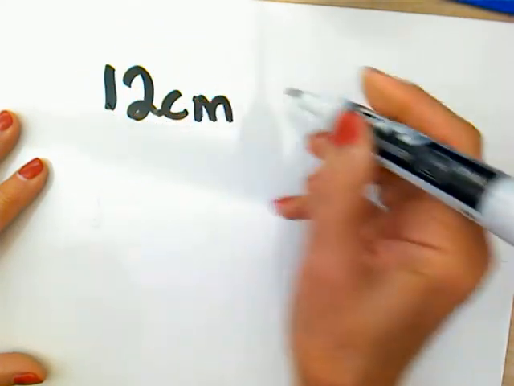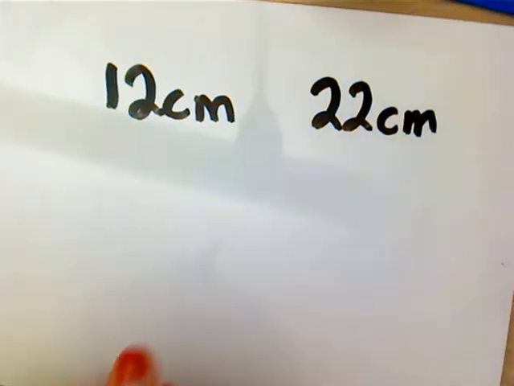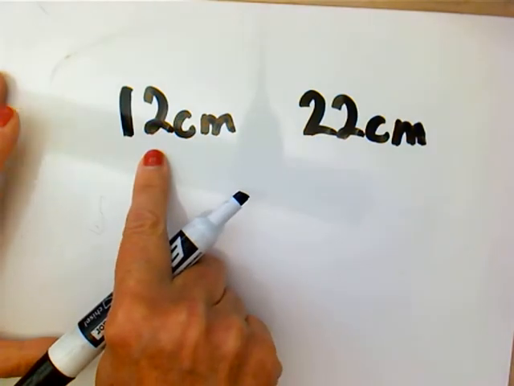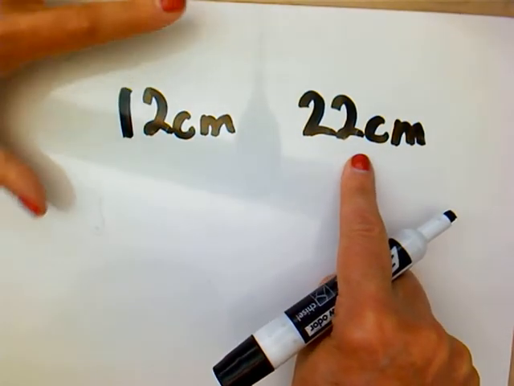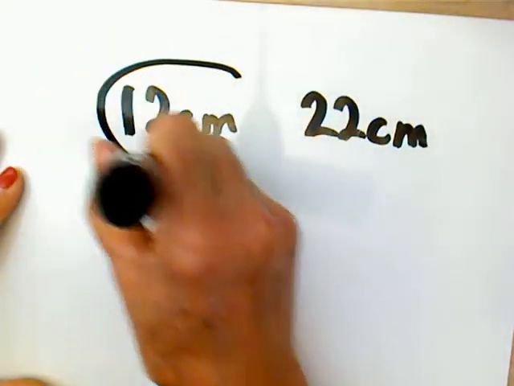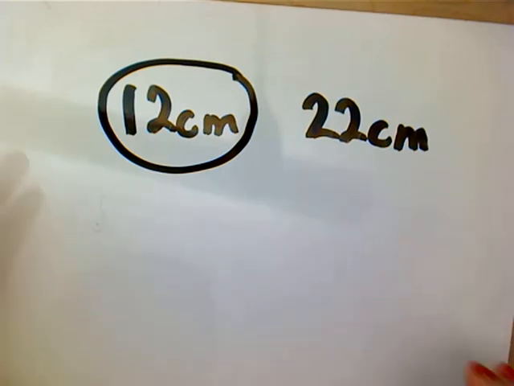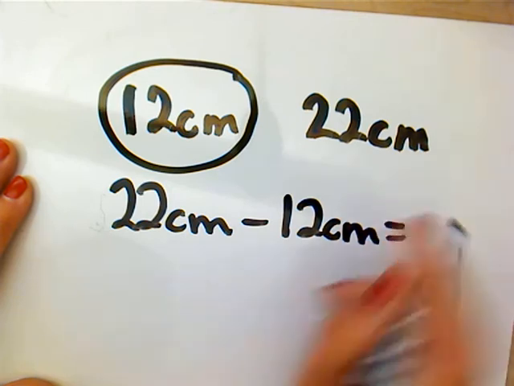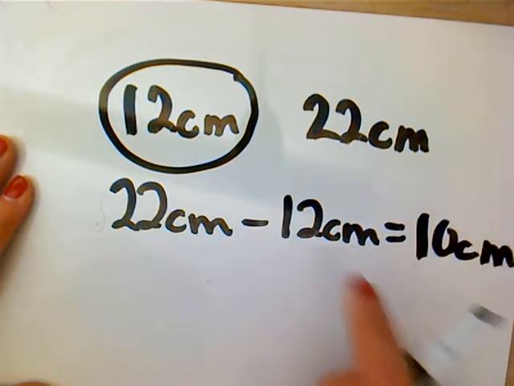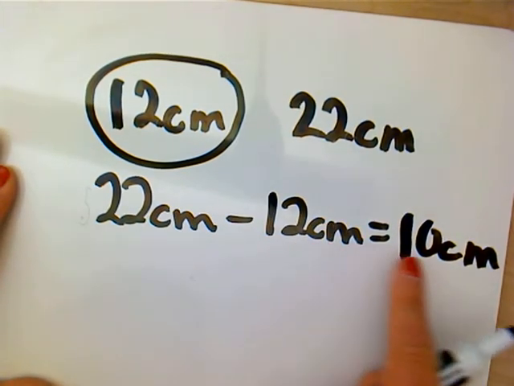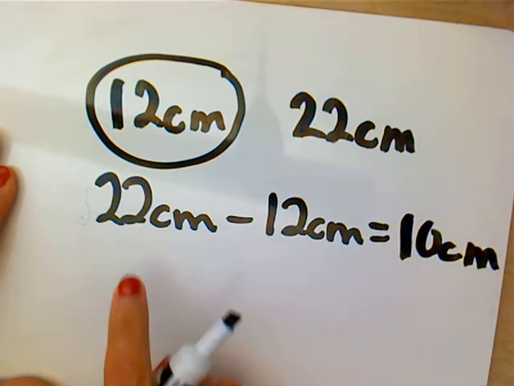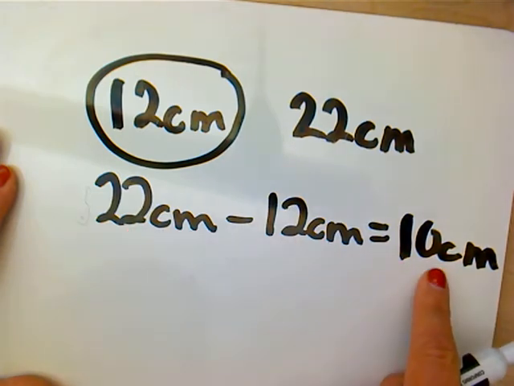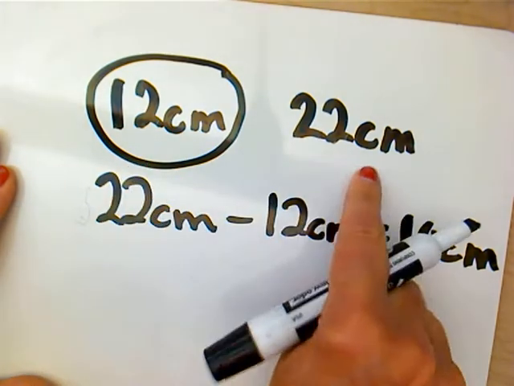All right, let's try another one. We're going to erase our board and try 12 centimeters and 22 centimeters. So we're looking at 12 centimeters and comparing that with 22 centimeters. Which one is smaller? If you said 12 centimeters, congratulations. We can prove that by taking 22 centimeters, take away 12 centimeters, which tells me that 12 centimeters is 10 centimeters shorter than 22 centimeters, or I could say that 22 centimeters is 10 centimeters longer than 12 centimeters.